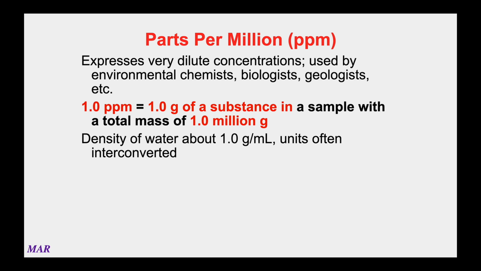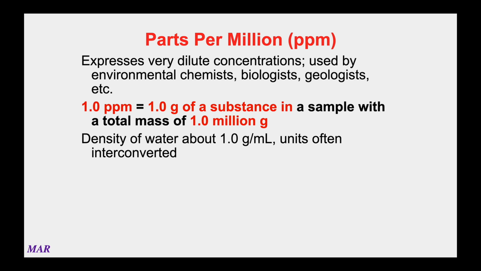And it's used a lot by environmental scientists, biologists use it sometimes, geologists, stuff like that. A part per million, 1 part per million, means, for all practical purposes, that you have 1 gram of a substance, the substance you're looking at, in a sample with a total mass of 1 million grams. And 1 million, by the way, is 10 to the 6. So that's 1 gram in 1 million grams. That's a pretty small amount.